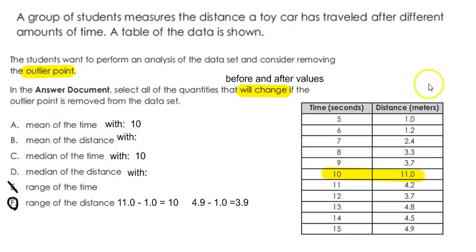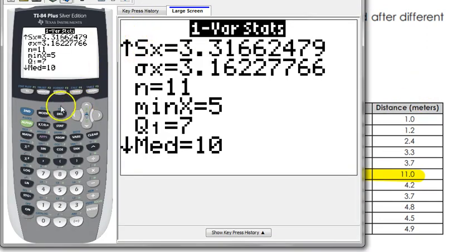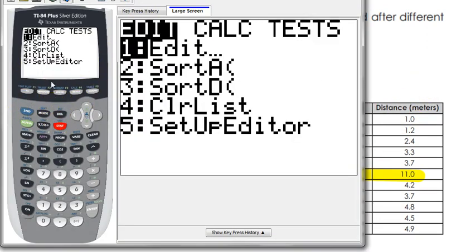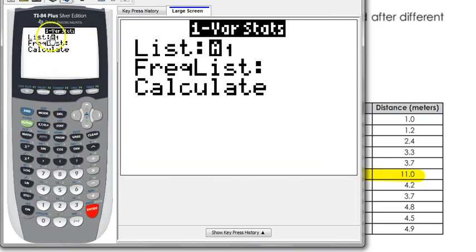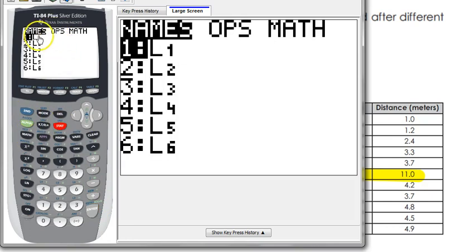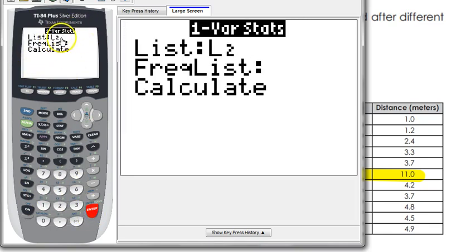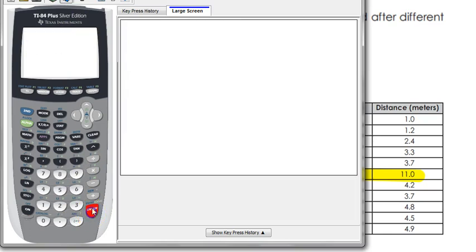So this time we want distance. Well, this was L1, distance was L2. So we're going to go back to our stat button. We're going to go to the calculate, one variable stats, but this time we want L2. So go second, list, that's where we get L2. There's also another way to do it. You can do it down here. But this is just one of the ways. There we go, L2, and we go, okay, let's calculate this.